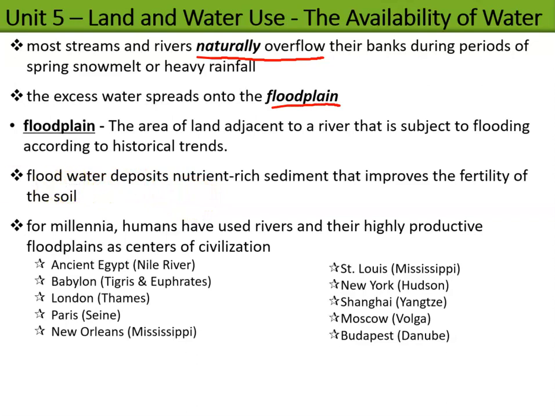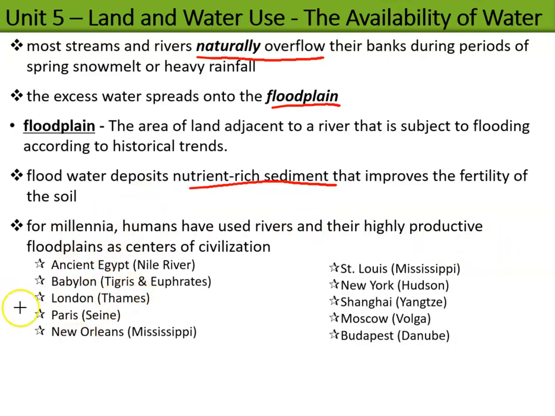So the floodwater is carrying all kinds of nutrient-rich sediments that it has brought from its catchment, its watershed upstream. It overflows, and then as the water speed slows down, the sediment drops out and is deposited on the soil within the floodplain. It's like adding fertilizer to the floodplain, and this happens on a regular basis in all natural rivers. So for millennia, humans have used rivers and their highly productive floodplains as centers of civilization.